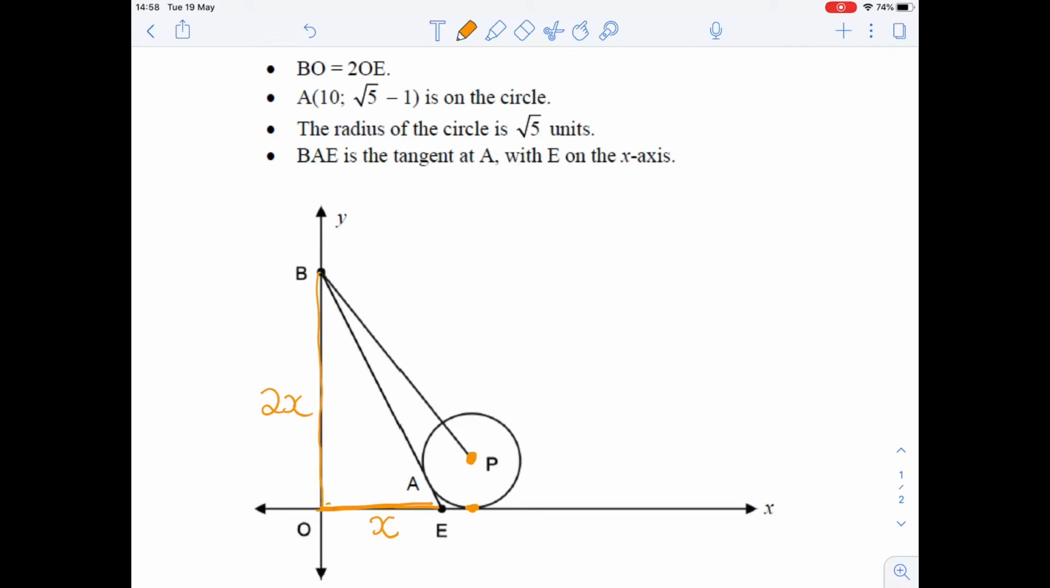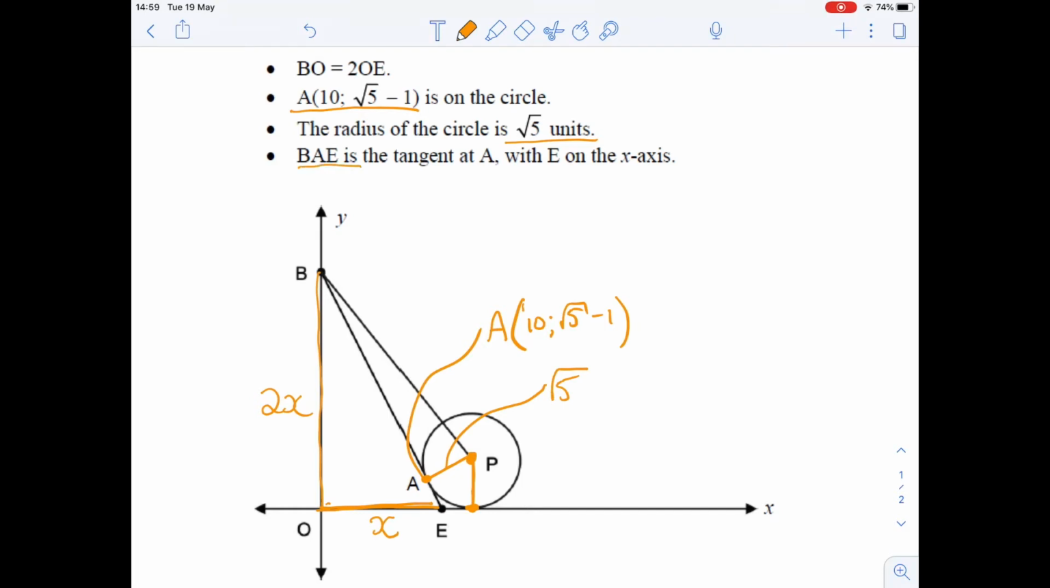We also have the fact that A, 10 root 5 minus 1, is on the circle. So that point there, let's take it and show it up here. It's going to be 10 root 5 minus 1. They also say that the radius of the circle is root 5 units. So that length there is going to be root 5. Let's just fill it in here as well. So both of those are going to be root 5. That's the radius of my circle.